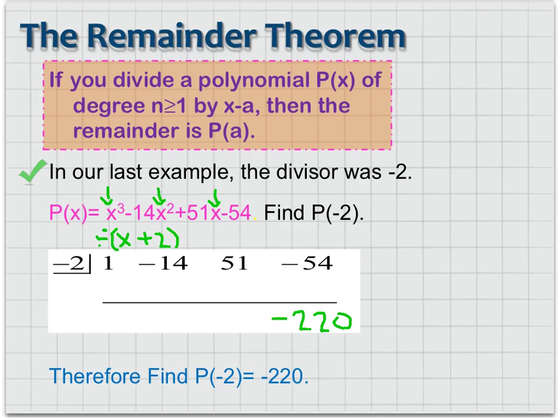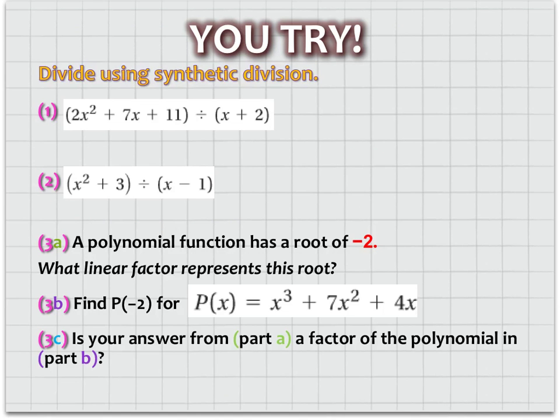Now, p of a is the remainder, which means if I get a remainder of negative 220, I know that x plus 2 is not a factor of this polynomial. If you get 0 when you plug in your root, that means the linear term that represents that root is also a factor of the original function. Go ahead and give these a try and put your answer in your Google form.